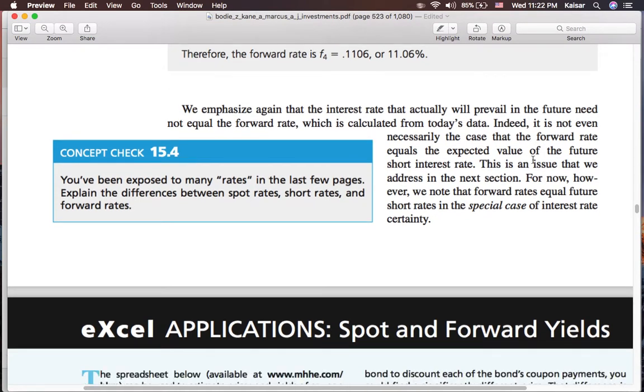This is an issue that we address in the next section. For now, however, we note that forward rates equal future short rates in the special case of interest rate certainty.